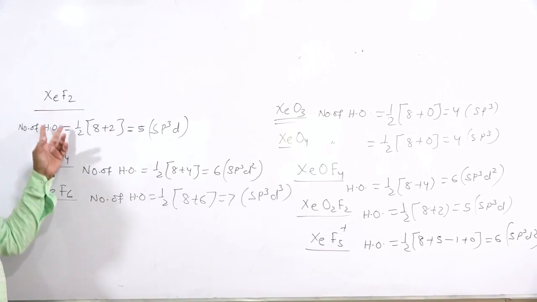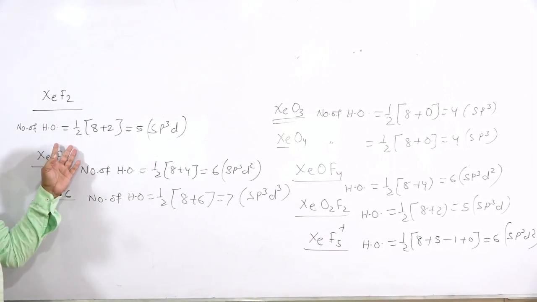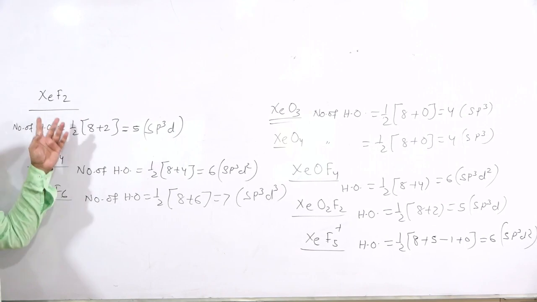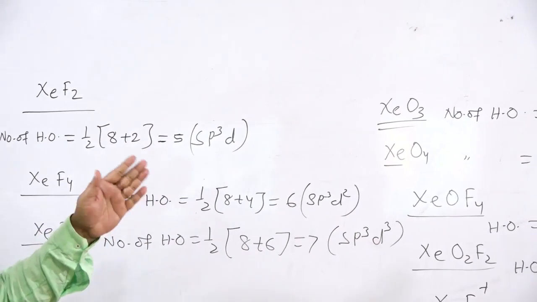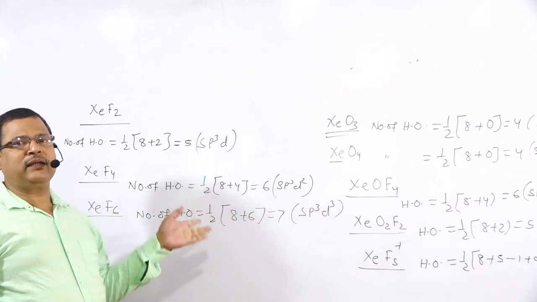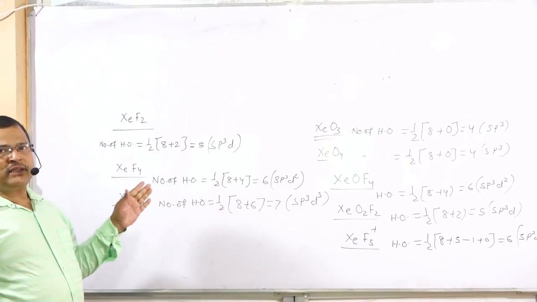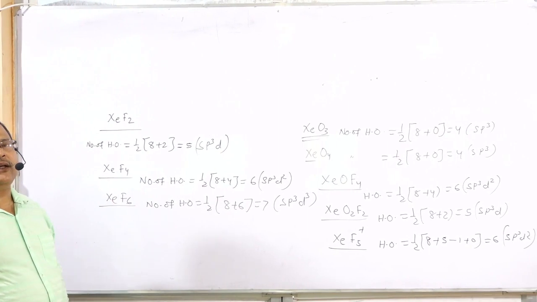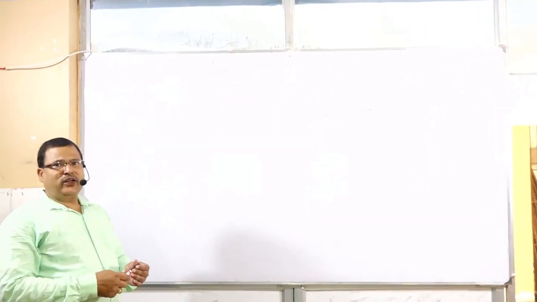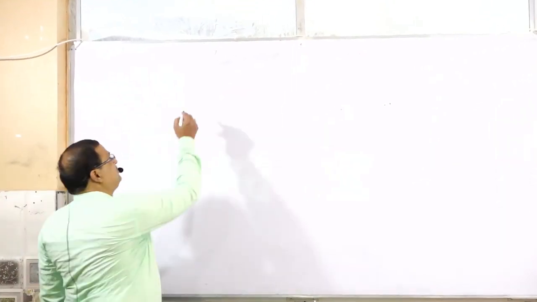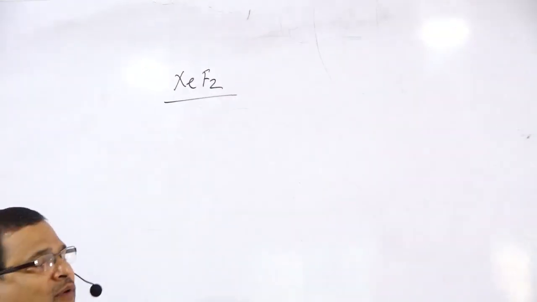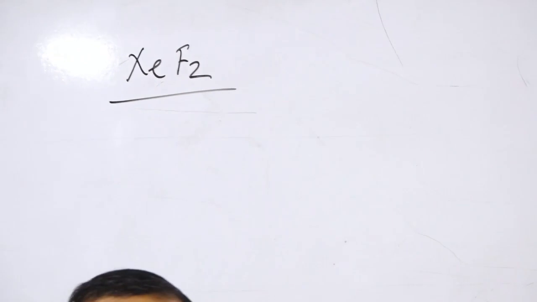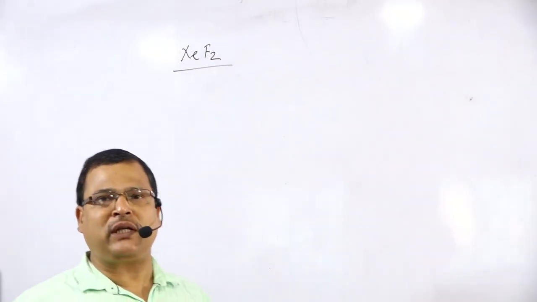Next, how these compounds are produced, we have to discuss one by one: xenon difluoride, tetrafluoride, hexafluoride, XeO3, XeO4, etc. How these compounds are produced by taking the concept of hybridization, we have to give the structure of them. So xenon difluoride, XeF2. You know the unpaired electrons are responsible for the formation of covalent bonds by mutual sharing.